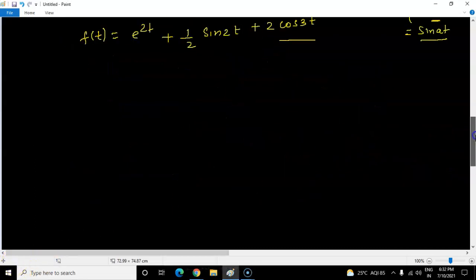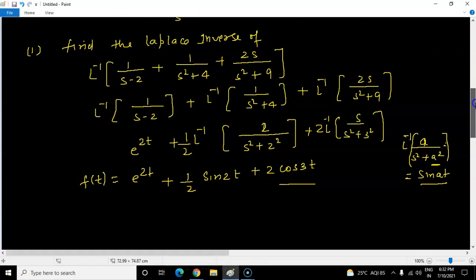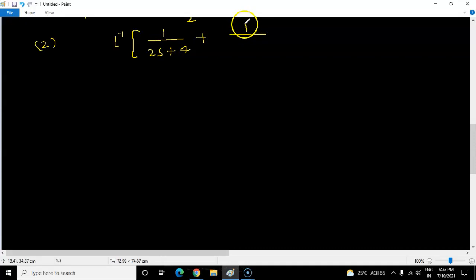So this type of basic questions, if given here, you can solve by this method. One more basic question I will do, then I will go to the properties. Laplace inverse of, consider given, 1 upon 2s plus 4, plus 4 by s square plus 16, plus 1 upon s to the power 3, and so on, is given like this.